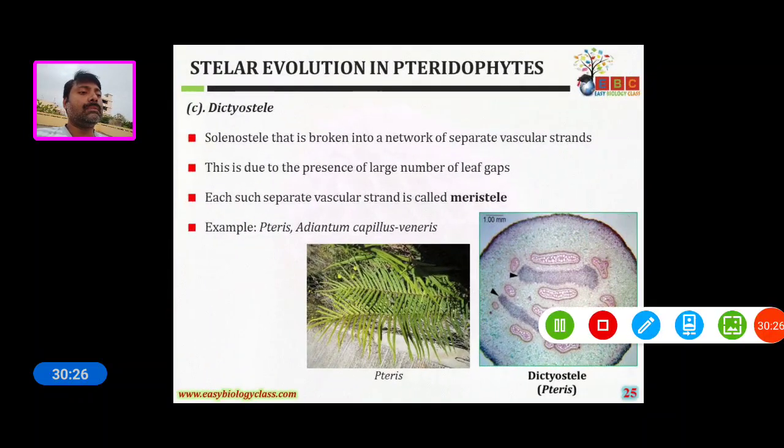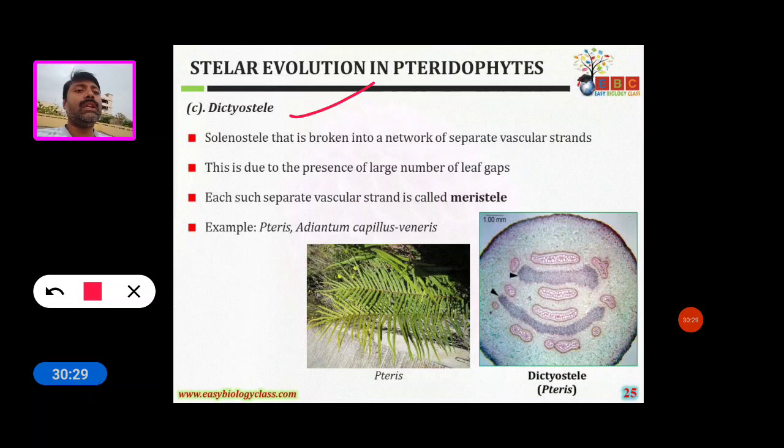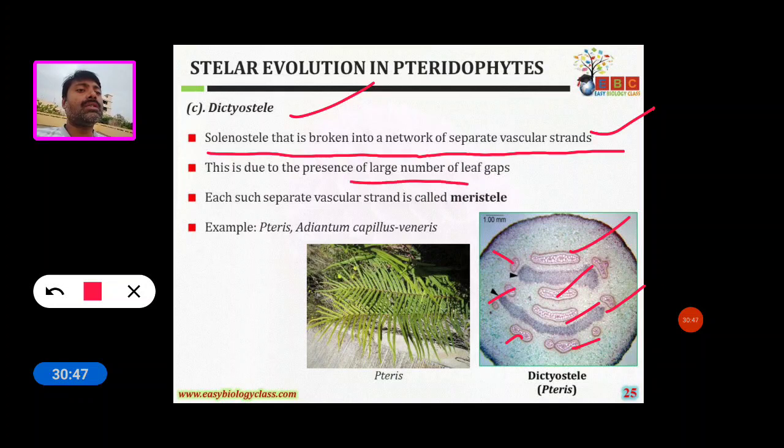Next one is the dictyostele. Dictyostele means a solenostele that is broken into a network of separate vascular strands. Each one is called a meristele. These are meristeles. This is due to the presence of a large number of leaf gaps. Each such separate vascular strand is called a meristele. For example, this is the Pteris plant, and Adiantum capillus-veneris.